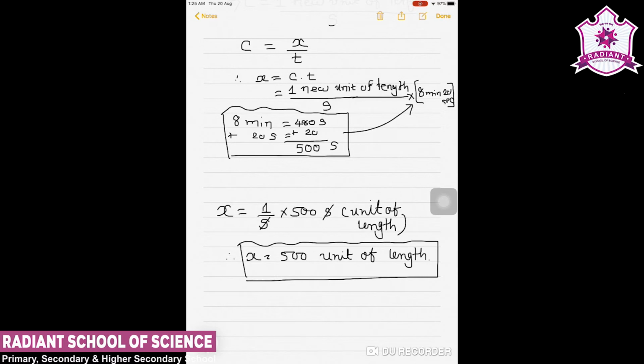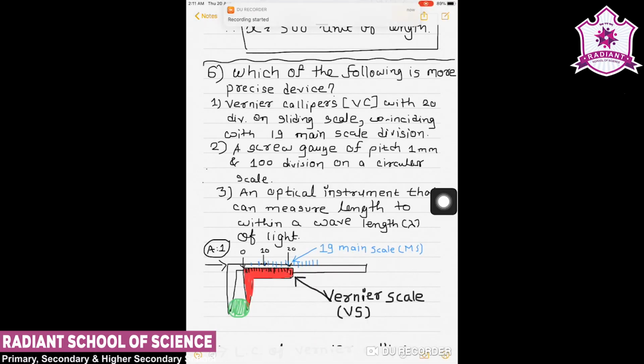So this is another example. Now we will calculate example number 6 of our textbook. What is given in question number 6? It is given: which of the following is the more precise device? We are given three different instruments. One, the vernier calipers. Second, the micrometer screw gauge. And third, an optical instrument which has some particular wavelength in its measurement. So now, which is more precise?